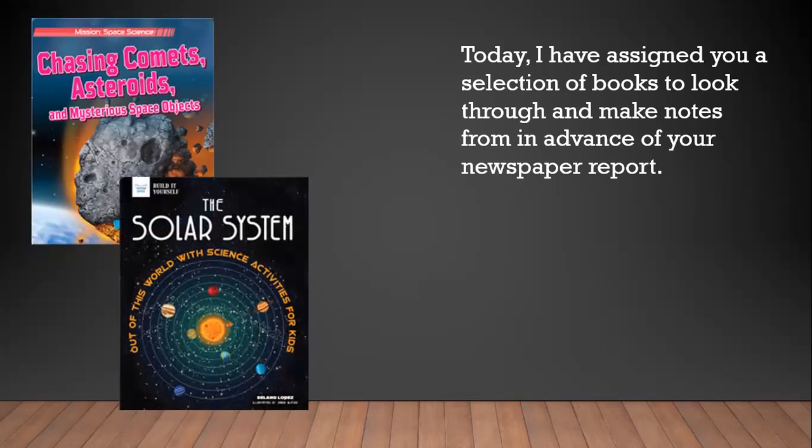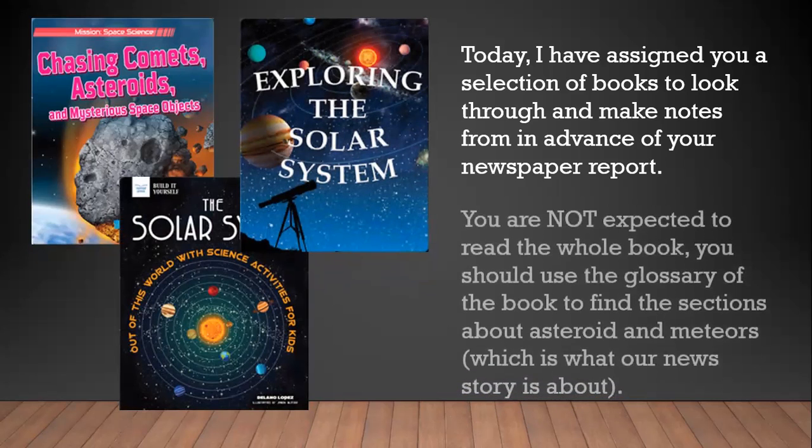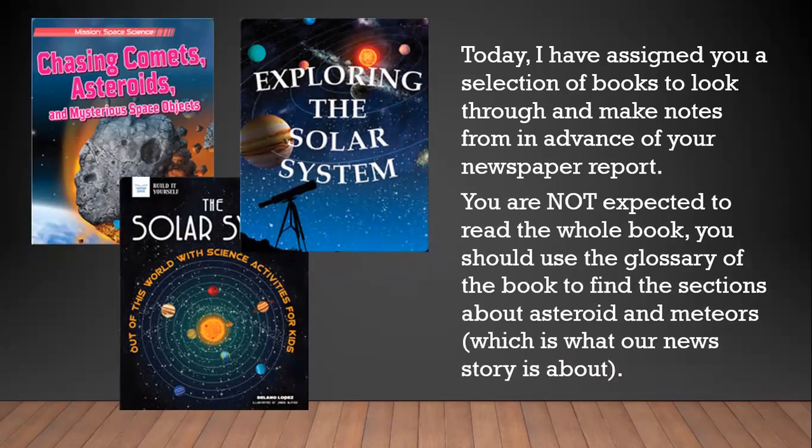You're also going to have a read of a book called The Solar System. Again, find the bits that are pertinent. That means the bits that are actually useful to you, and Exploring the Solar System. They're the 3 books I'd like you to have a read over. You're going to need to use the glossary to find the right bits, and then you're going to be able to make some notes. So as it says there, you are not expected to read the whole book. Use the glossary to find the right sections about asteroids and meteors. And that is what our newspaper report is going to be about.